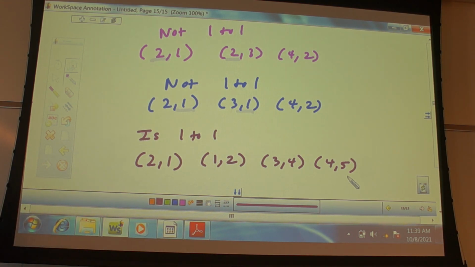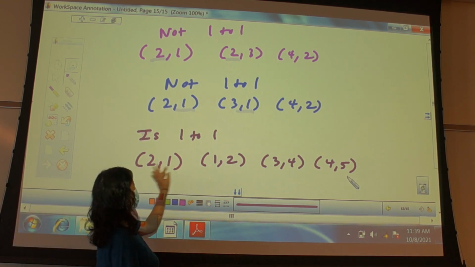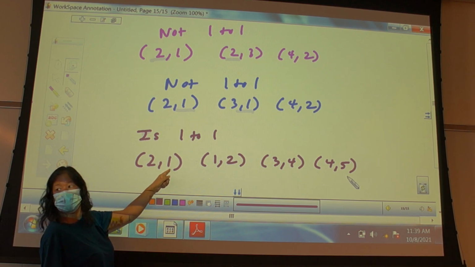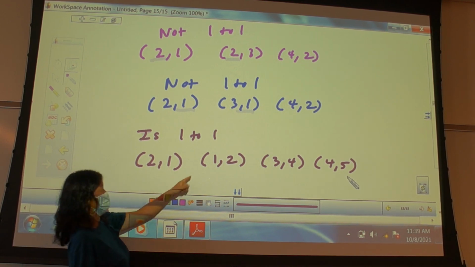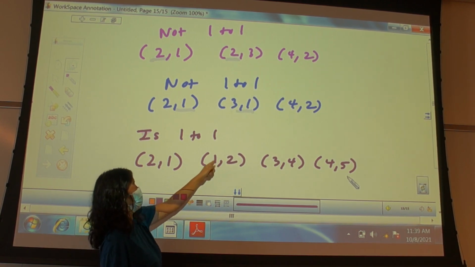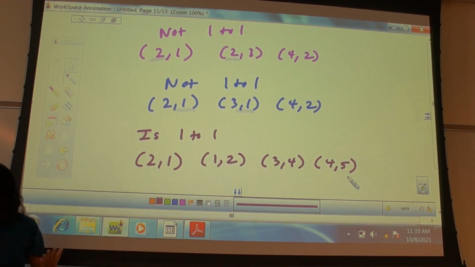So they can go back to each other, right? They can go back and forth, but it's fine because 2 only has one output, one y, and 1 only has one output, and the output of 2 only has one x. Right?